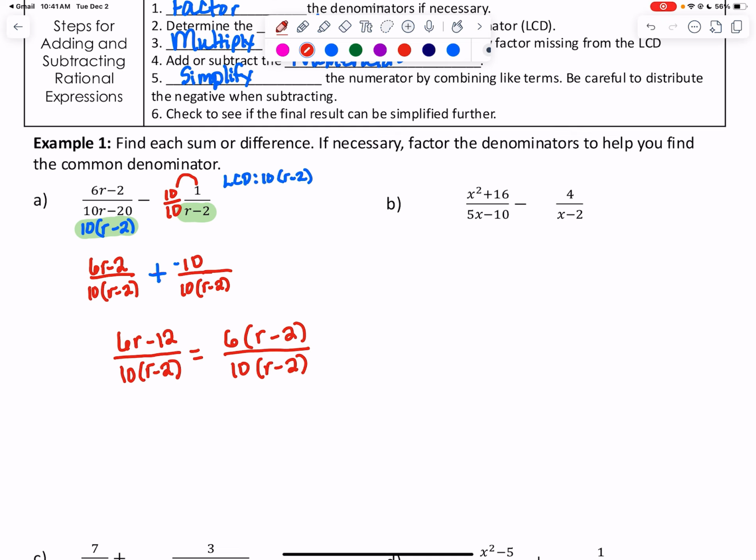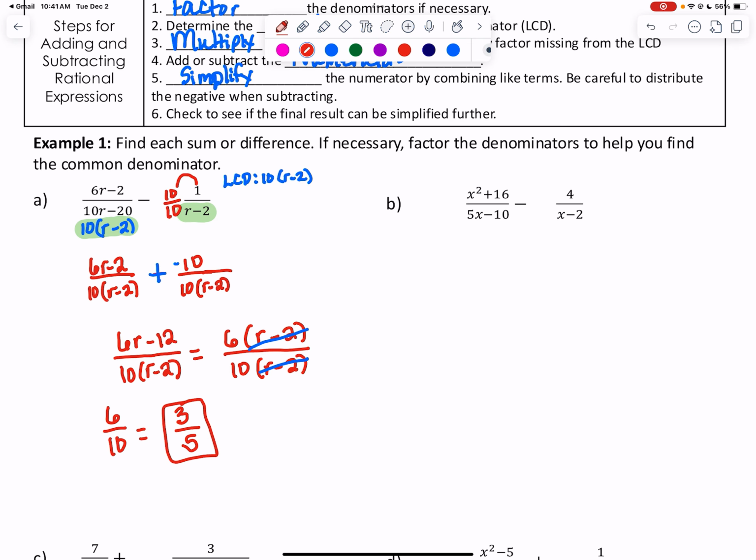Now, hopefully what you notice is that we have a common factor on the top and bottom, the r minus 2, and those will divide out to be 1. And then 6 over 10 reduces further to 3 over 5. So our final answer is 3 over 5.